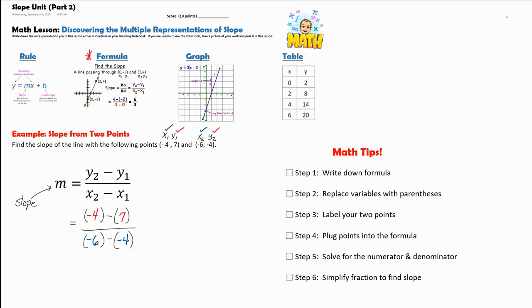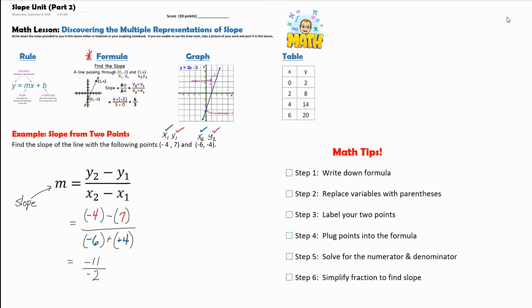So here we go with step number 5, which is for us to solve for the numerator and the denominator. So -4 minus 7 is -11, and -6, so we have a negative and a negative, which turn into a positive, so -6 plus 4 gives me -2.